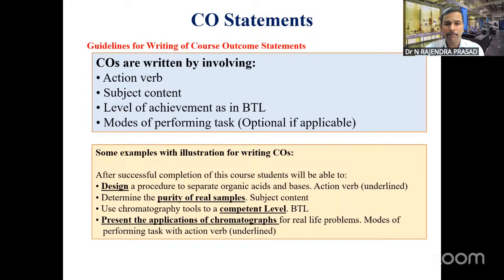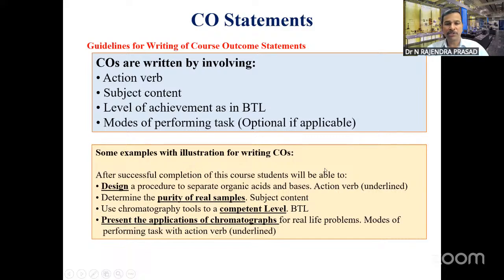And what is the mode of performing? Whether he has to perform certain experiments, he has to involve certain illustrations, etc. All these things should be there. So you have to write the CO statement by using action verb, subject content, level of achievement as in Bloom's taxonomy level, and modes of performing the task. This is optional.